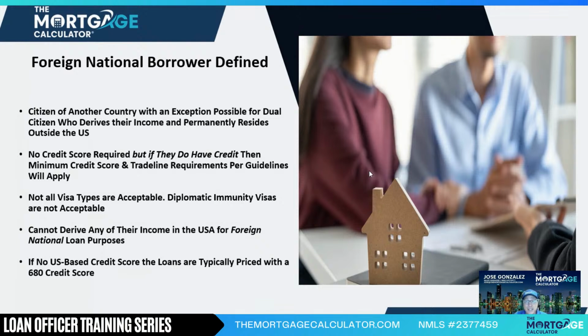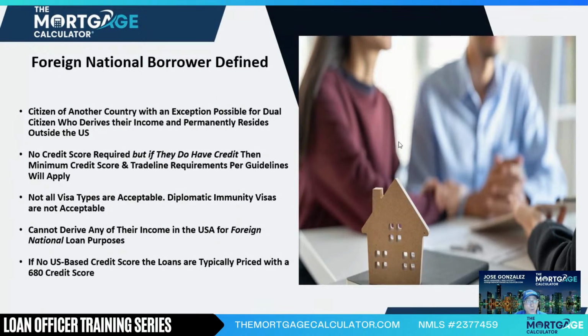Not all visa types are acceptable either. Keep an eye out on diplomatic immunity visas. They're not acceptable. If a borrower has a diplomatic visa, we're not going to be able to fund a loan for them because, due to the fact of their visa type, no legal action can be taken against them. So they should not be able to foreclose. Hence, borrowers with diplomatic visas are not acceptable.